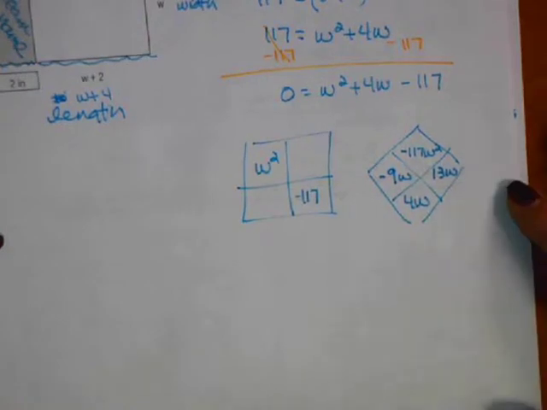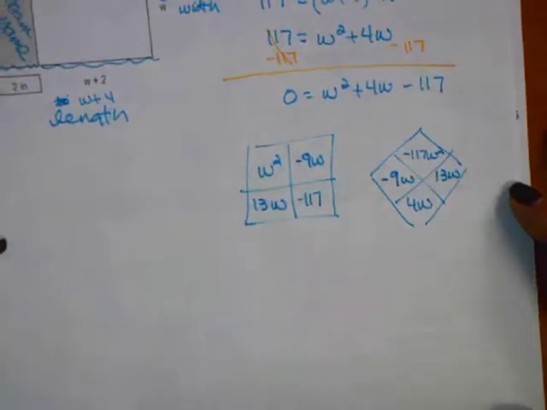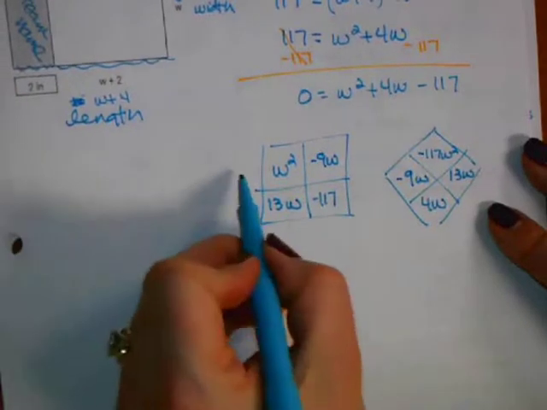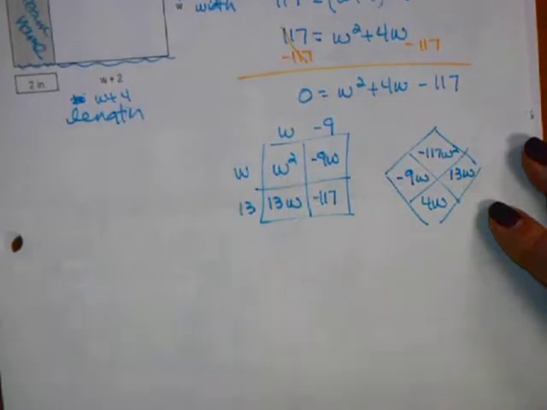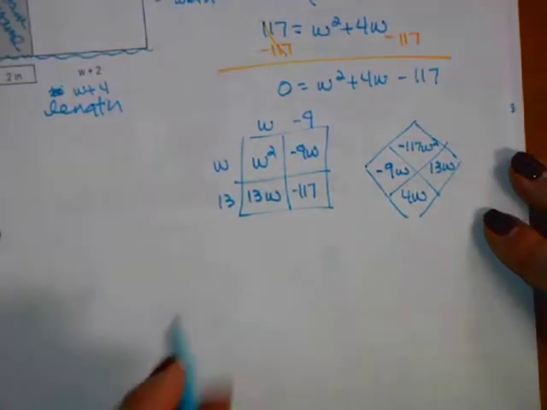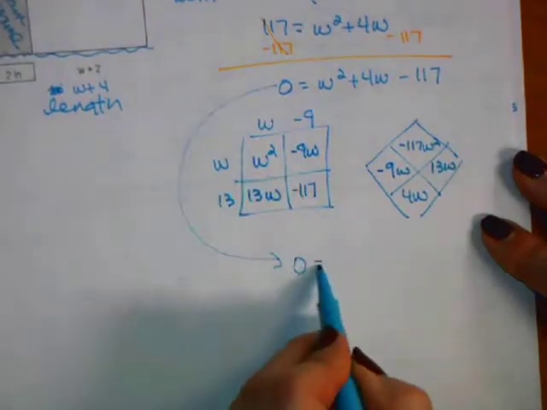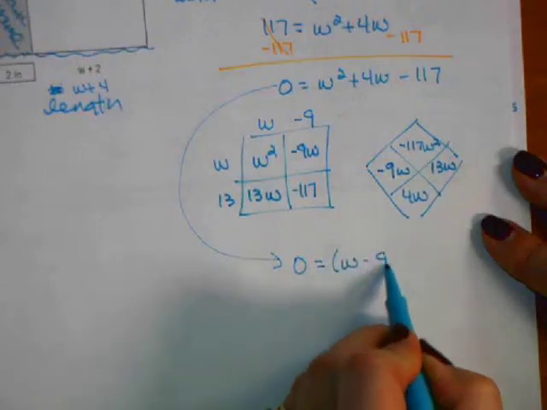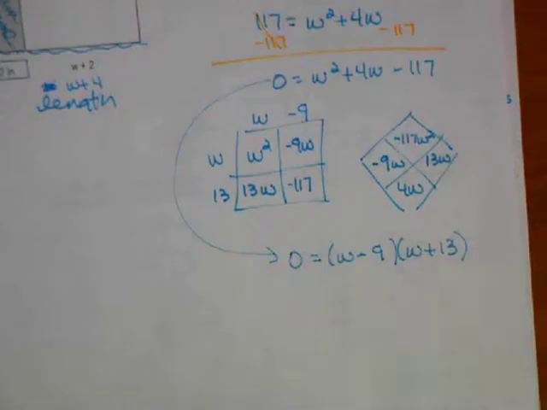Yeah, yeah. So I'm going to put those in my box. Almost done. And then I'm going to finish it. W, W, negative 9, 13. So what I have now is I'm going to bring down my 0 equals W minus 9 times W plus 13. Now we're not done yet. We haven't found W, but you're just going to have to wait till tomorrow to find out what W is. I know you're excited about that.